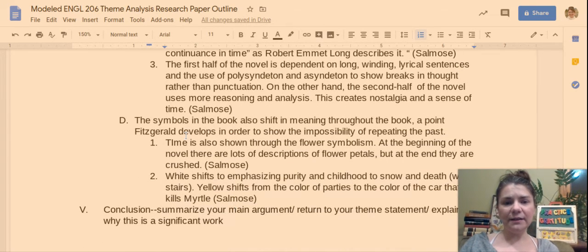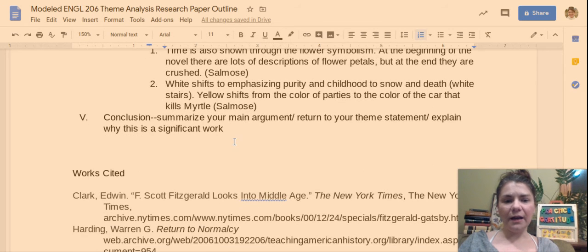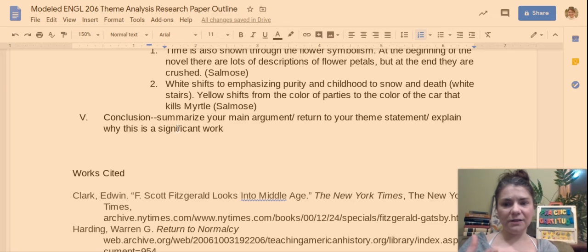My next claim is that the symbols in the book also shift in meaning throughout the book, a point Fitzgerald develops in order to show the impossibility of repeating the past, that things change over time. And I use some quotes from my sources as well. I probably need to add a little bit more from the original novel as well. And then I'm not figuring out my conclusion as well yet. That's just there as a reminder to me when I write my paper.